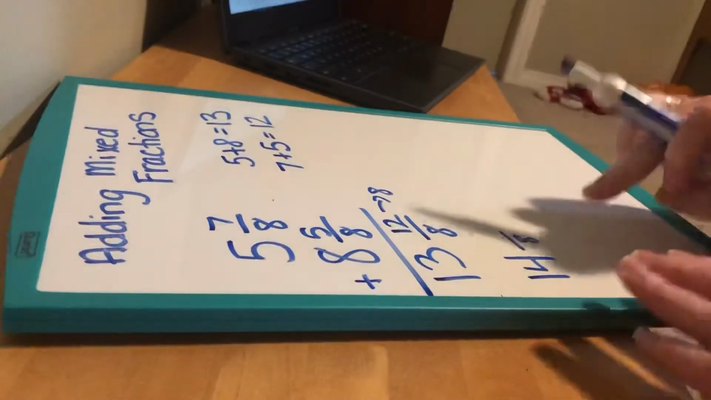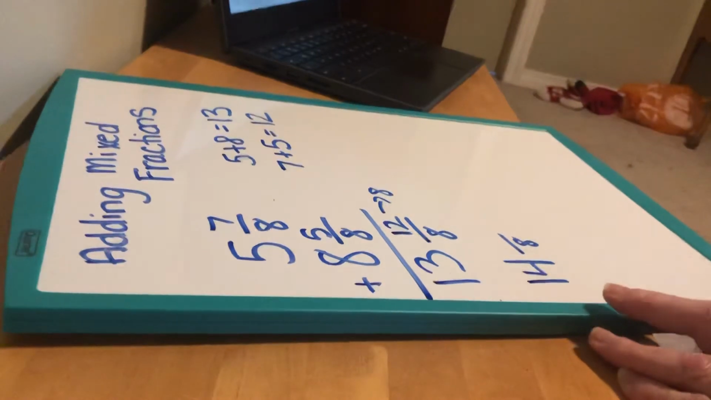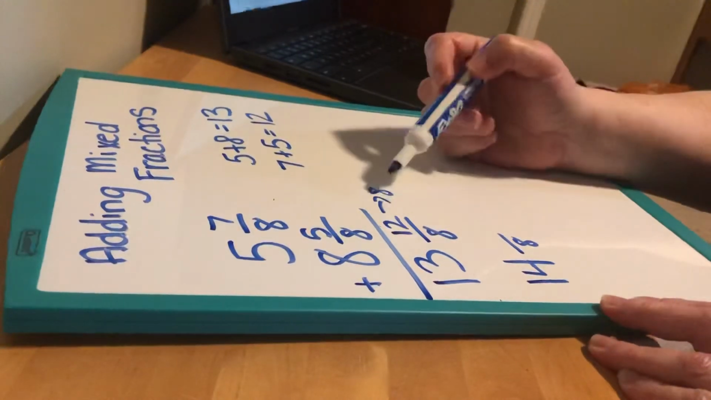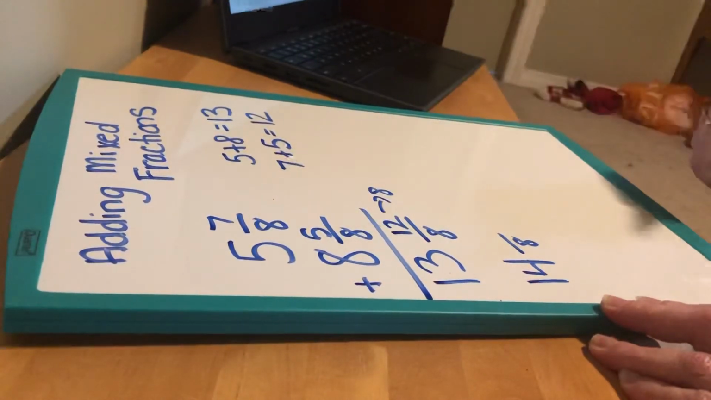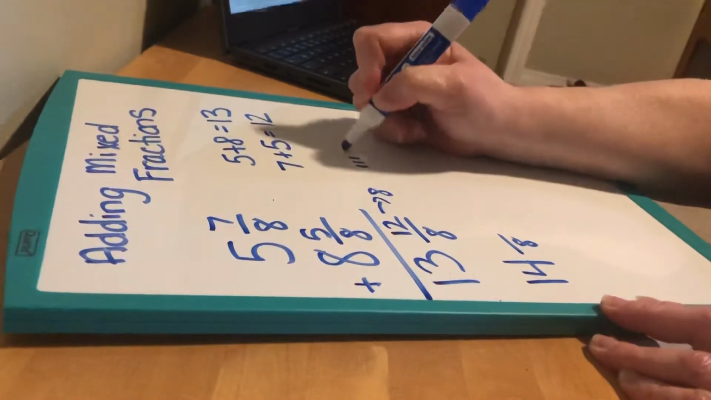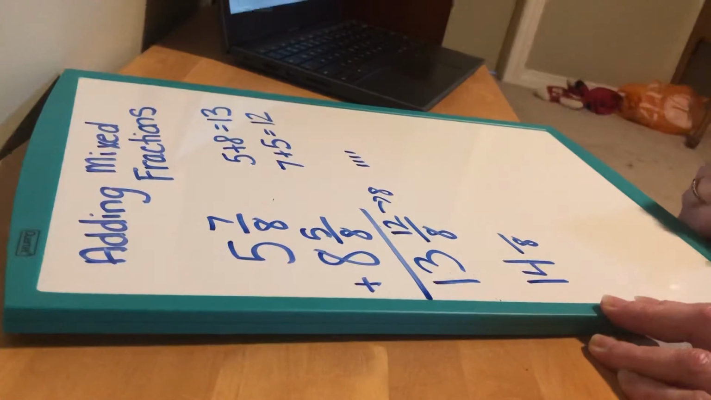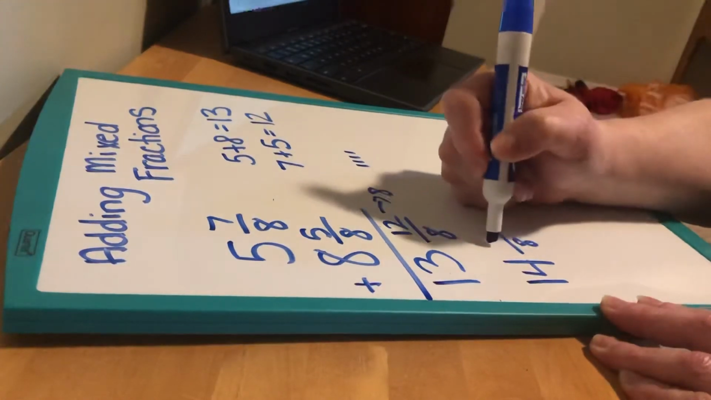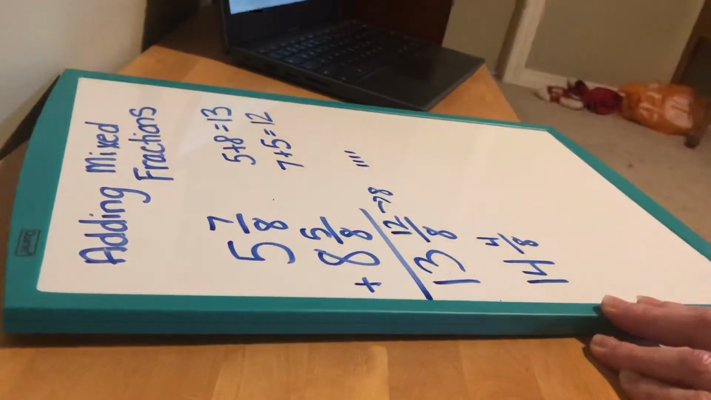My denominator is still 8s. We have not changed that at all. Now I've used 8/8 out of my 12 and I have 9, 10, 11, 12, 4 left over. So I'm going to put 4 left over right there.